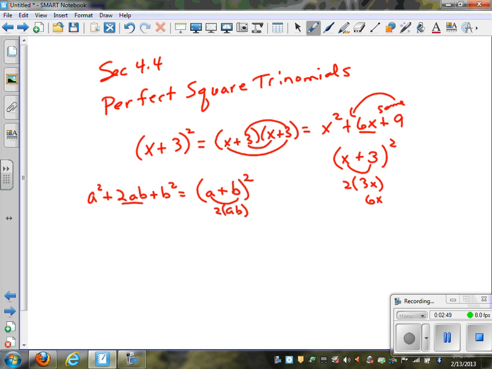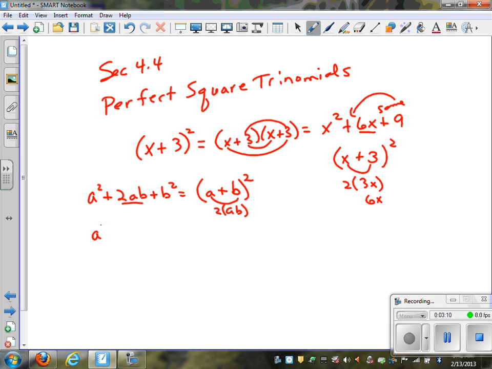So this is always what you're squaring to get that, and this is what you're squaring to get that. Signs have to either both be plus or both be minus. So this always has to be plus on a perfect square trinomial. If that's not plus, you can't do it this way.